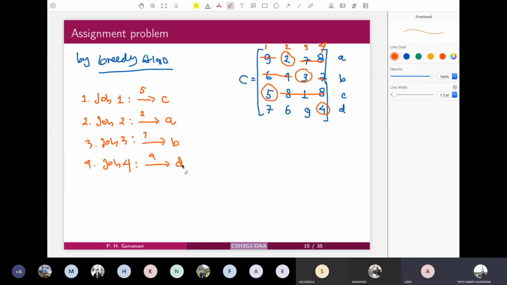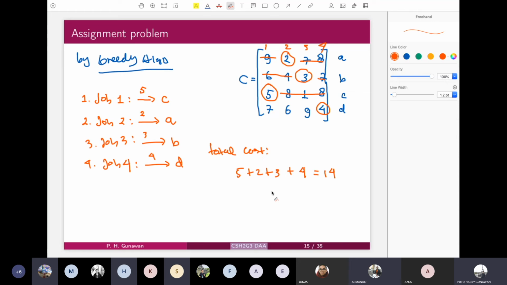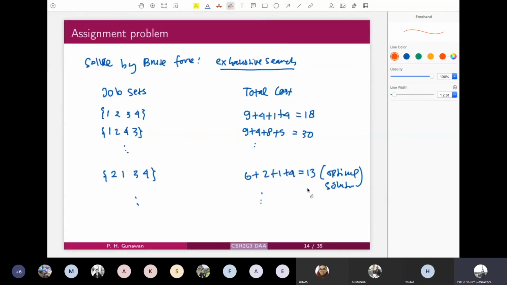So then what is the total cost? The total cost is 5 plus 2 plus 3 plus 4, equal to 14. Is it the optimal solution or not? Why yes? Because the optimum solution must have the smallest value. Okay, go back to this one. So I have 13.